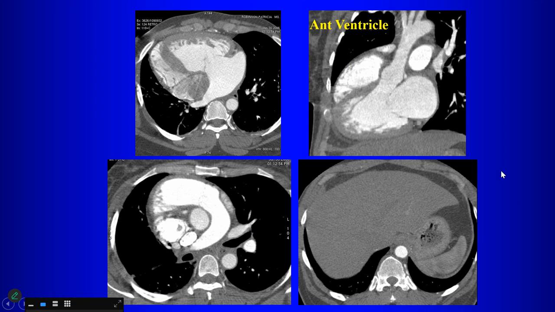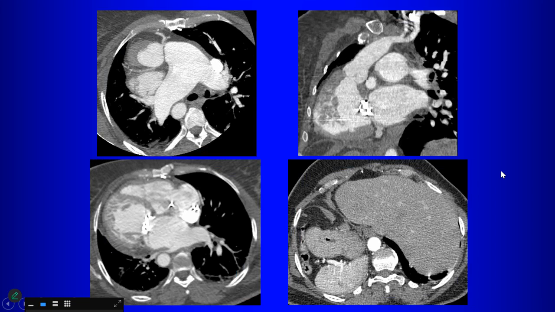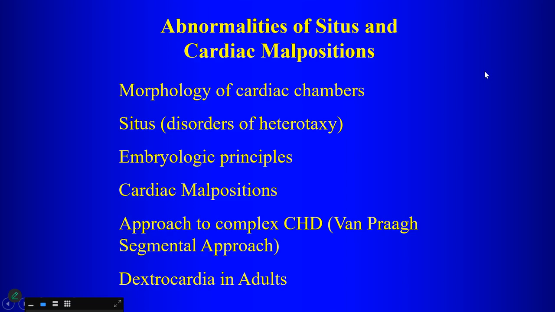You look at this and you can be very confused. Here's another case. You look at this and things are very confusing here. So how do we figure this out? What approach do we use? And that's what we'll hopefully go through.